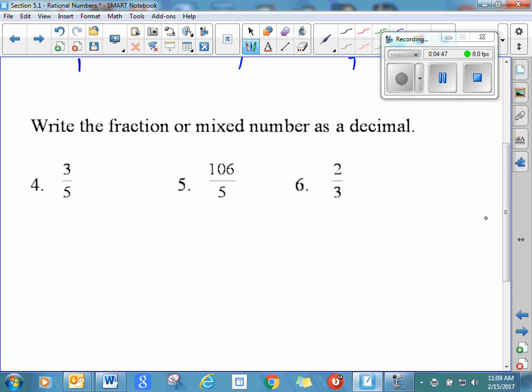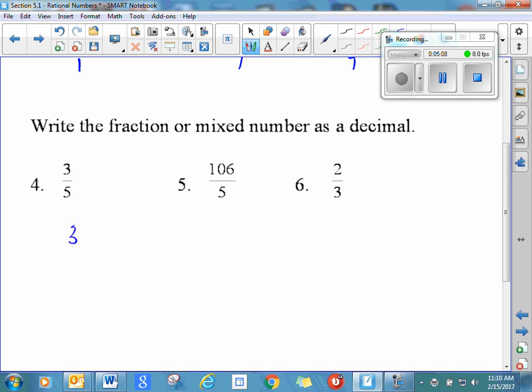So we are going to practice, practice, practice, practice. When your numerator is smaller than your denominator, you know you're going to end up with a decimal answer. When your numerator is larger than your denominator, you're going to end up with something that's larger than 1. It may have decimal points behind it, but it's going to be larger than 1.